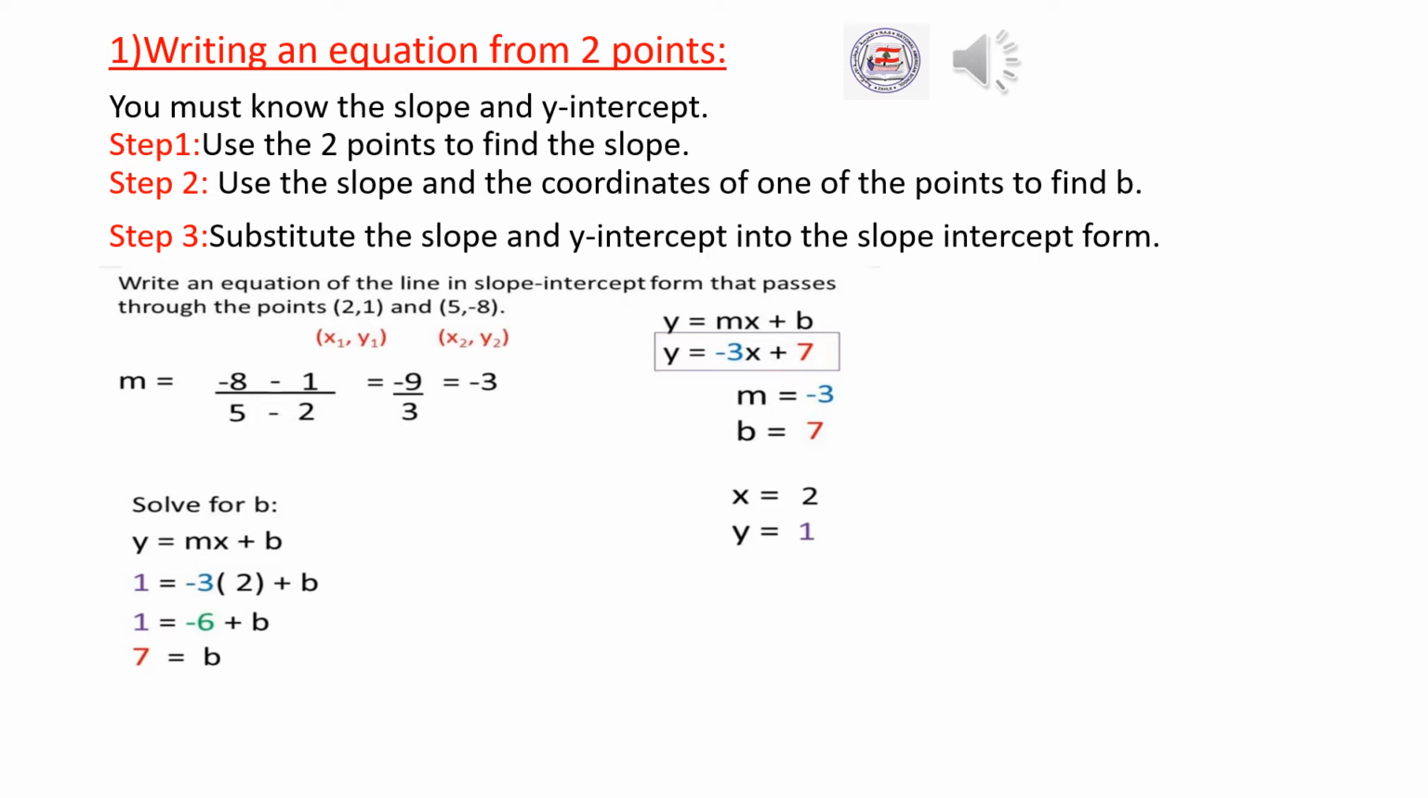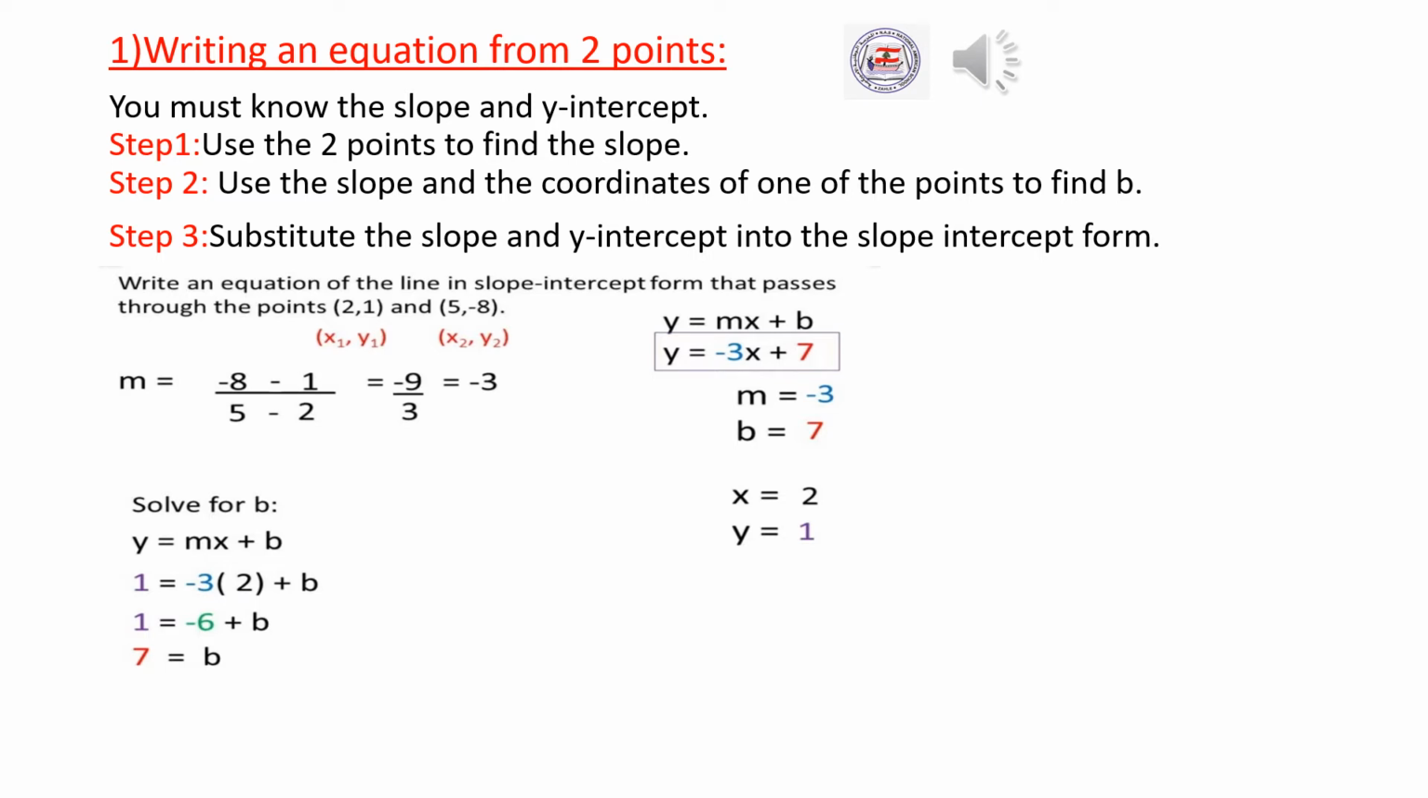We use the slope and the coordinates of one of the points to find b. y equals mx plus b, m is negative 3, and we use the coordinates of the first point. x1 is 2 and y1 is 1. So we substitute y by 1 and x by 2. 1 equals negative 3 times 2 plus b.